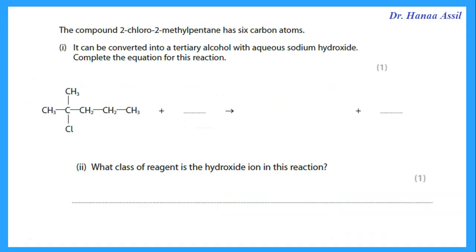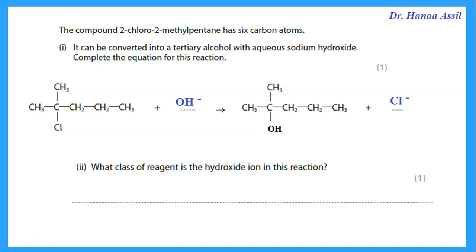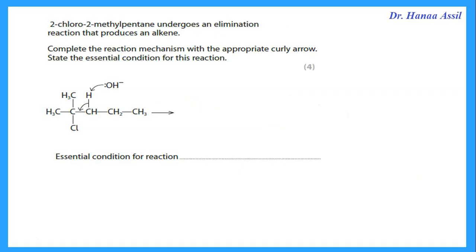Compound 2-chloro-2-methylpentane has 6 carbon atoms. It can be converted into a tertiary alcohol with aqueous sodium hydroxide. Again, aqueous sodium hydroxide means the hydroxide replaces the Cl. Now, what class of reagent is the hydroxide in this reaction? Of course, the hydroxide here is acting as a nucleophile. It uses its lone pair of electrons to attack the carbon and replace the Cl.